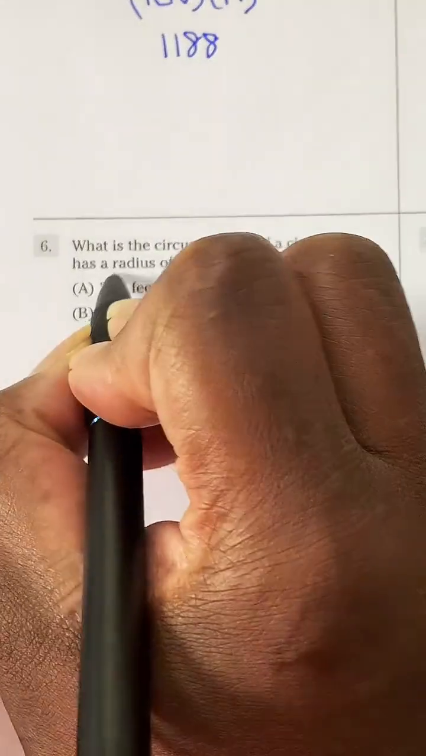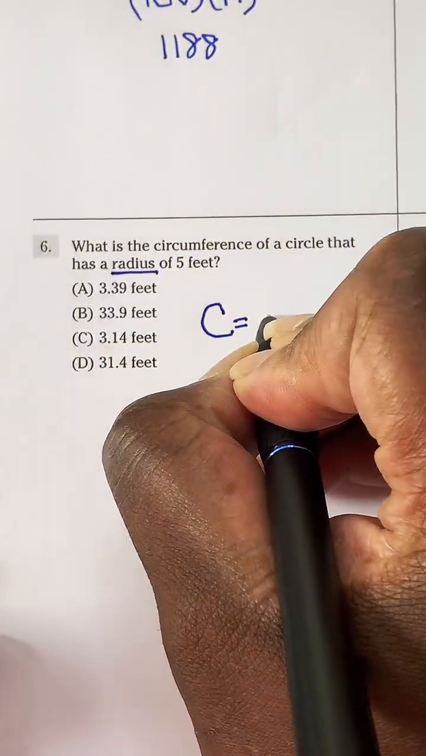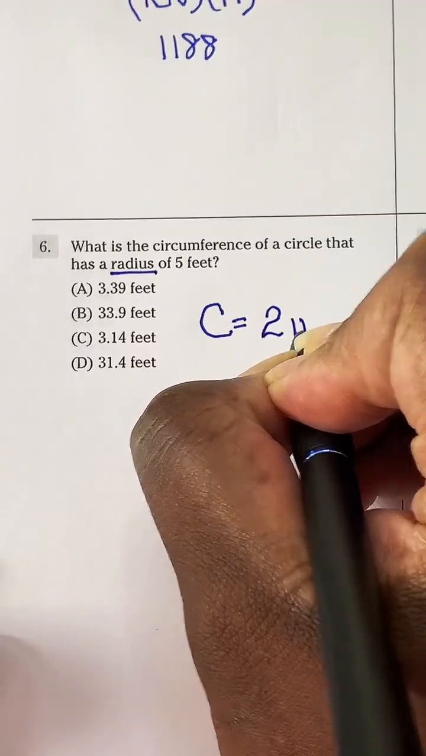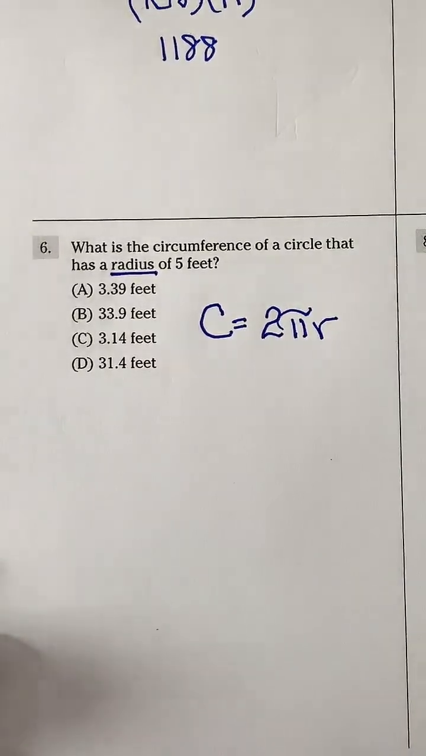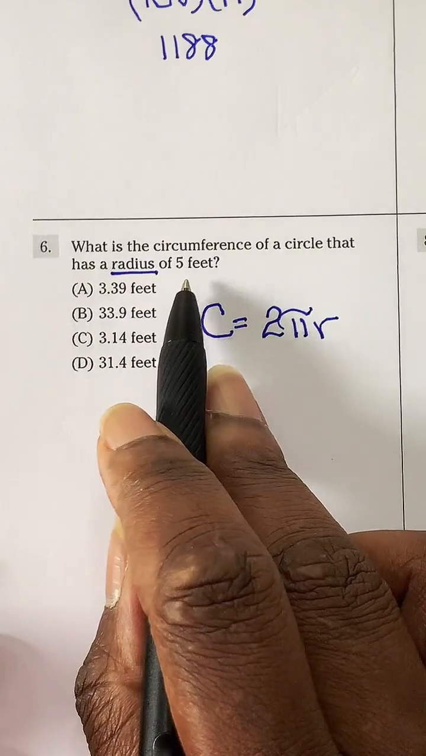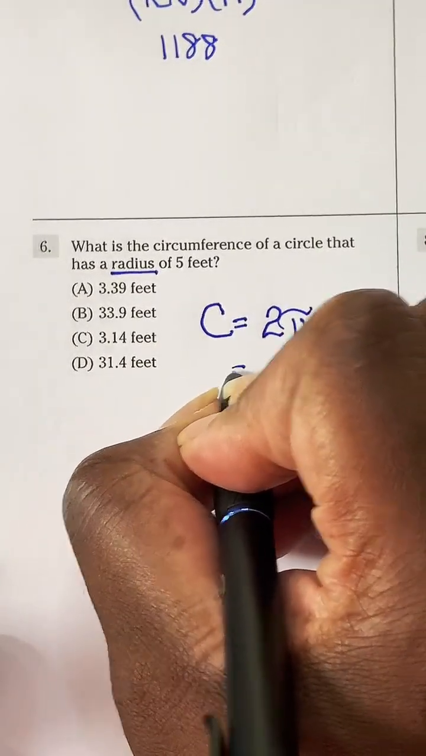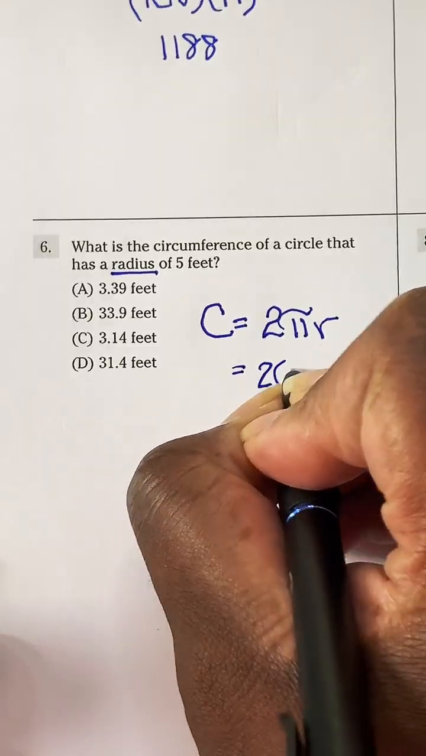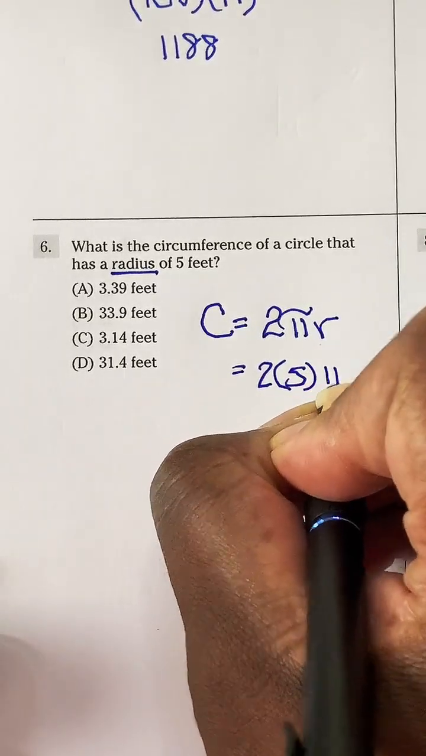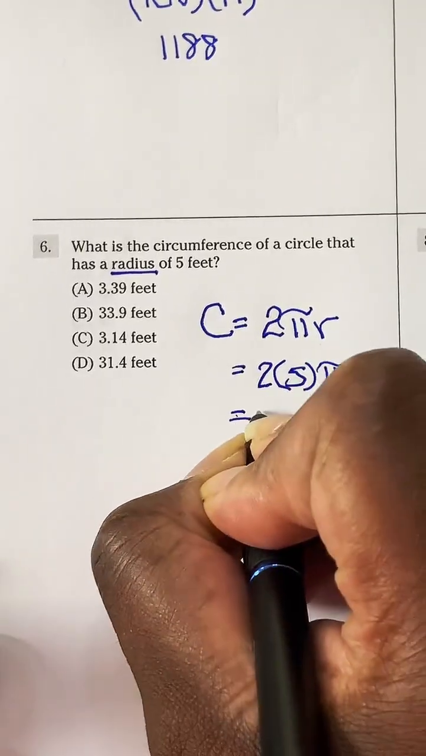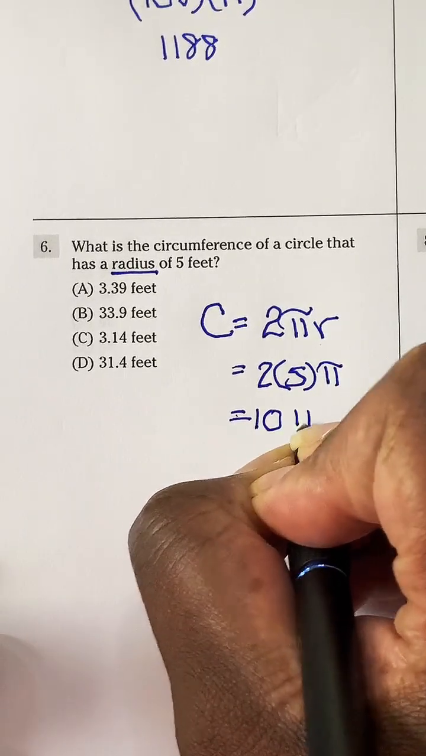For us, we need to know circumference. Since they're giving us radius, circumference is 2 pi r. We know our radius is 5 feet. So we basically have 2 times 5 times pi. And 2 times 5 gives me 10, so we have 10 pi.